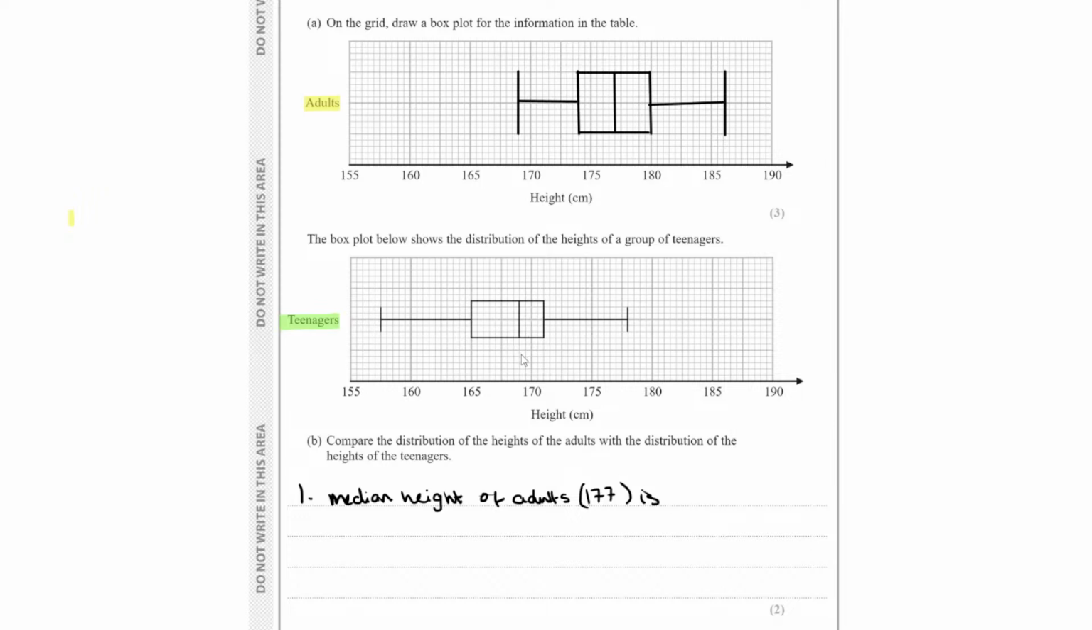See how this line in the middle is the median, isn't it? That's 169, isn't it? In the teenagers. So is bigger, is higher, is greater, whatever you want to call it, than, and then you say the median height of the teenagers. It feels too obvious, but that is literally it. Well, that's the first mark anyway. Teenagers, and then I would probably just put in brackets what the teenagers one is, so you can see that you've read it off.